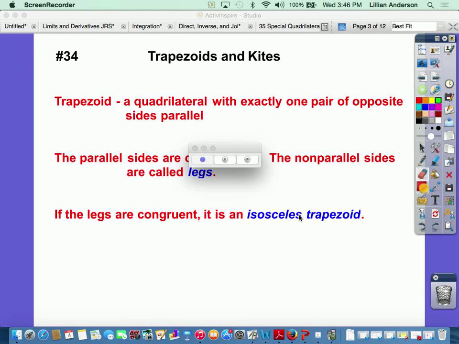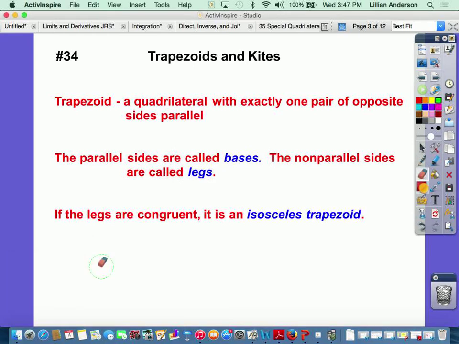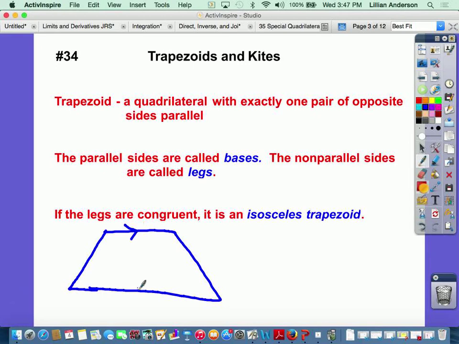All right, so trapezoids and kites. Very simple concept. These are our last two quadrilaterals that we have to do before we are done with the properties of all these different types of quadrilaterals. Okay? So, as you see on the screen, your definition of what a trapezoid is, it's a quadrilateral with exactly one pair of opposite sides parallel.